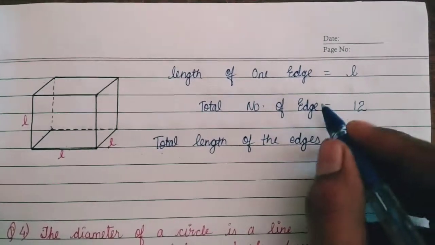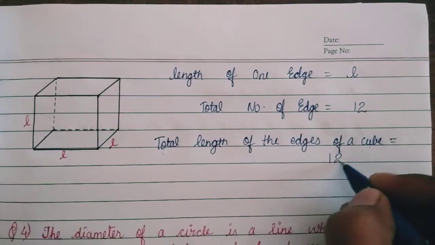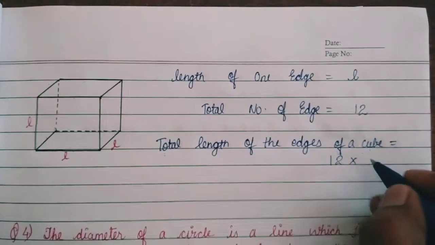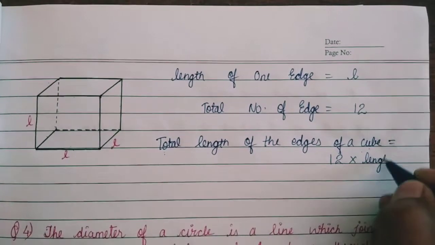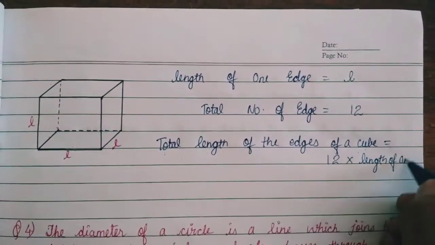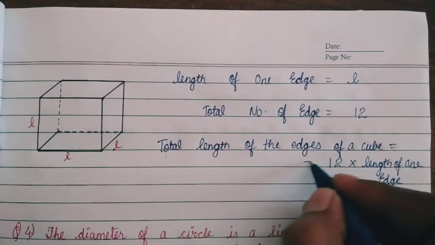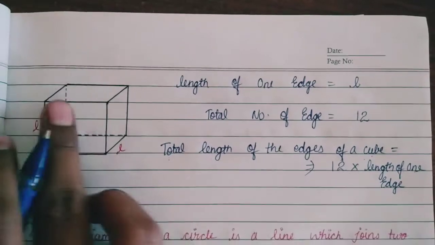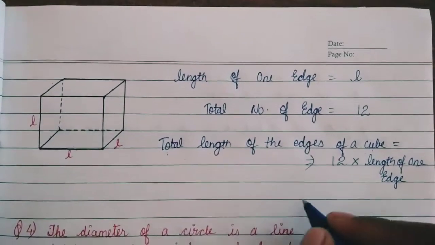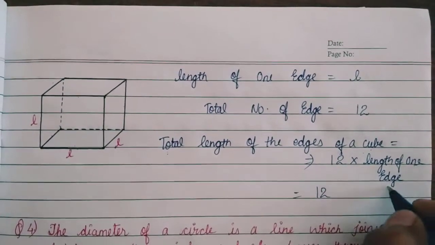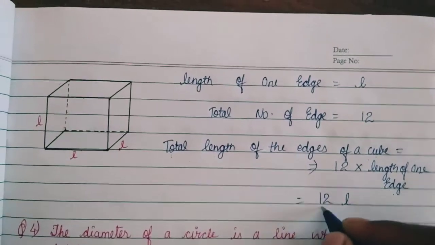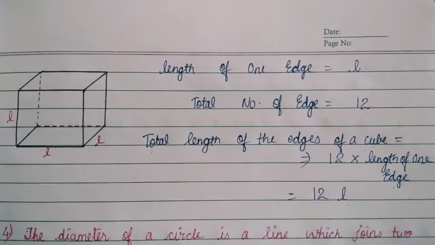How many edges are here? 12, which we will multiply by the length of one edge. Why are we multiplying by the length of one edge? Because all edges are equal to each other and the length of one edge is L. So 12 into L will be the answer.